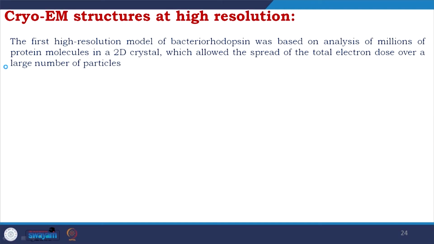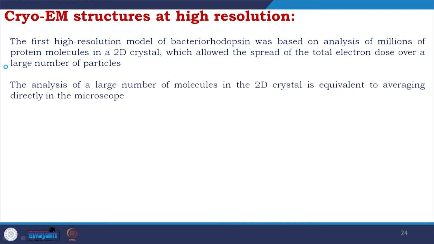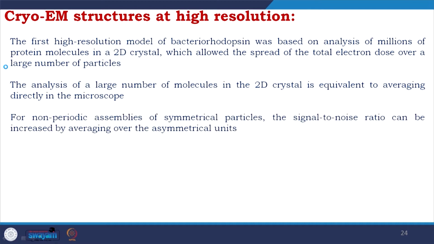The first high resolution model of bacteriorhodopsin was based on analysis of millions of protein molecules in a 2D crystal, which allowed the spread of the total electron dose over a large number of particles. The analysis of a large number of molecules in the 2D crystal is equivalent to averaging directly in the microscope. For non-periodic assemblies of symmetrical particles, the signal to noise ratio can be increased by averaging over the asymmetric unit, because the symmetries give redundancy of the signal.